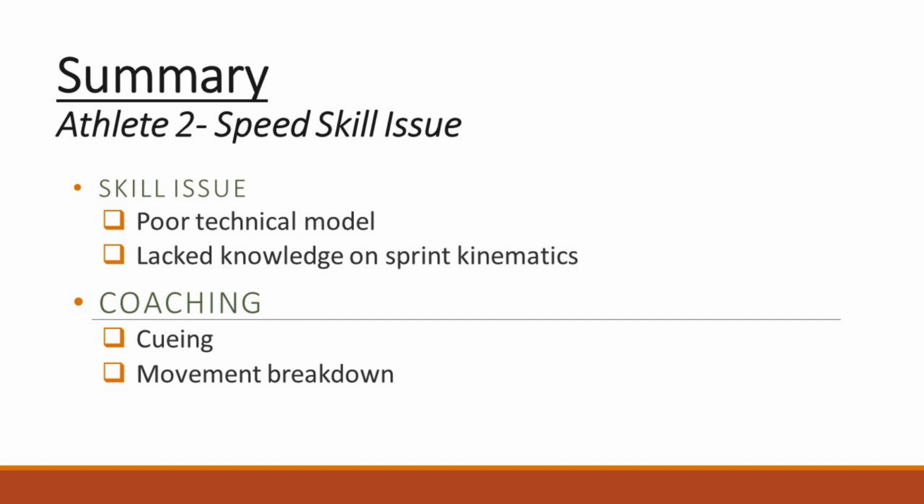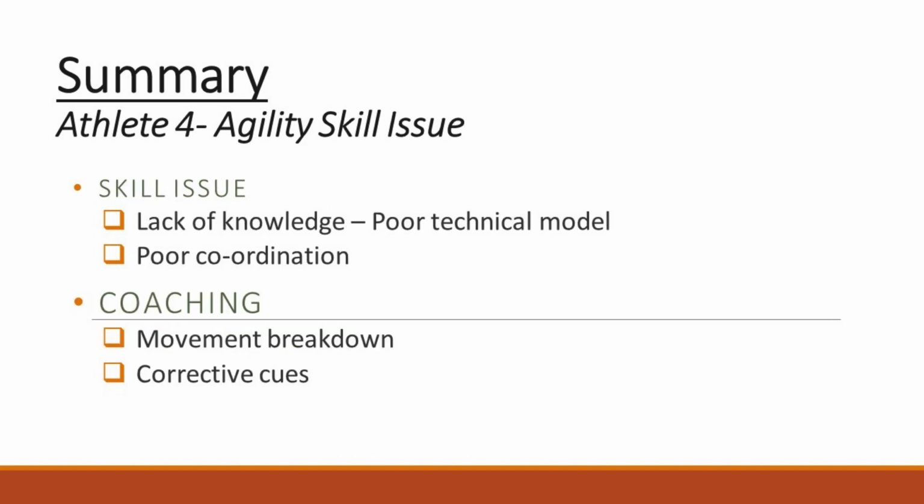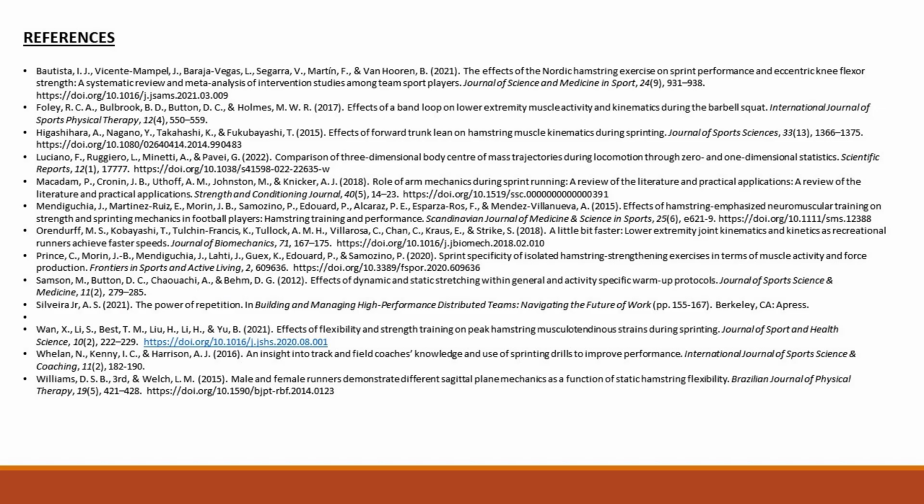The third athlete showed a capacity issue during the agility drill due to the differences in the strength measures, leading to increased risk of injury. Further strength training and single leg work is required to further improve such limitations. Finally, athlete 4 displays a skill issue whilst performing the agility drill, with a lack of knowledge on lateral shuffle and during the acceleration-deceleration phase. Coaching emphasizing corrective cues and movement breakdown is crucial.